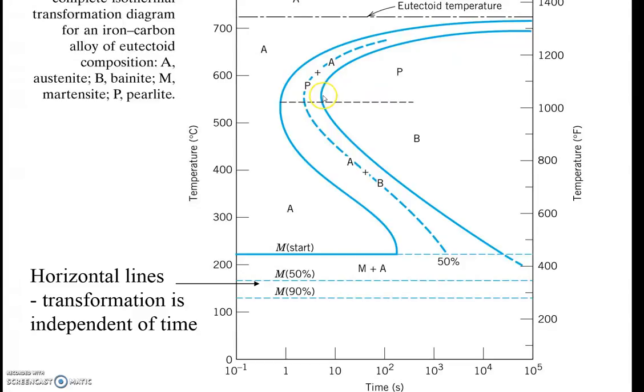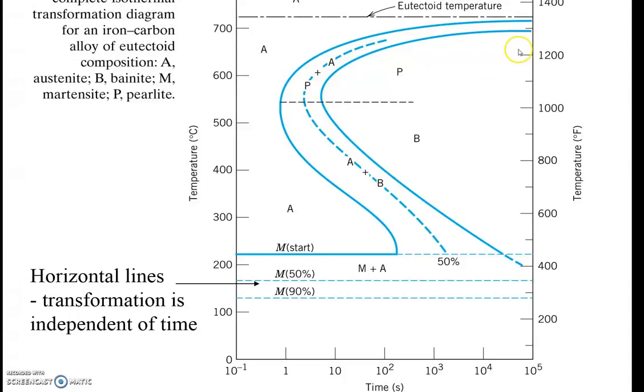Similarly, if at higher temperatures you have faster diffusion, at lower temperatures you have slower diffusion. Here you're still going to end up with alternating layers because we're still talking about pearlite, but the diffusion is slow, so you get thinner layers of lamellae.